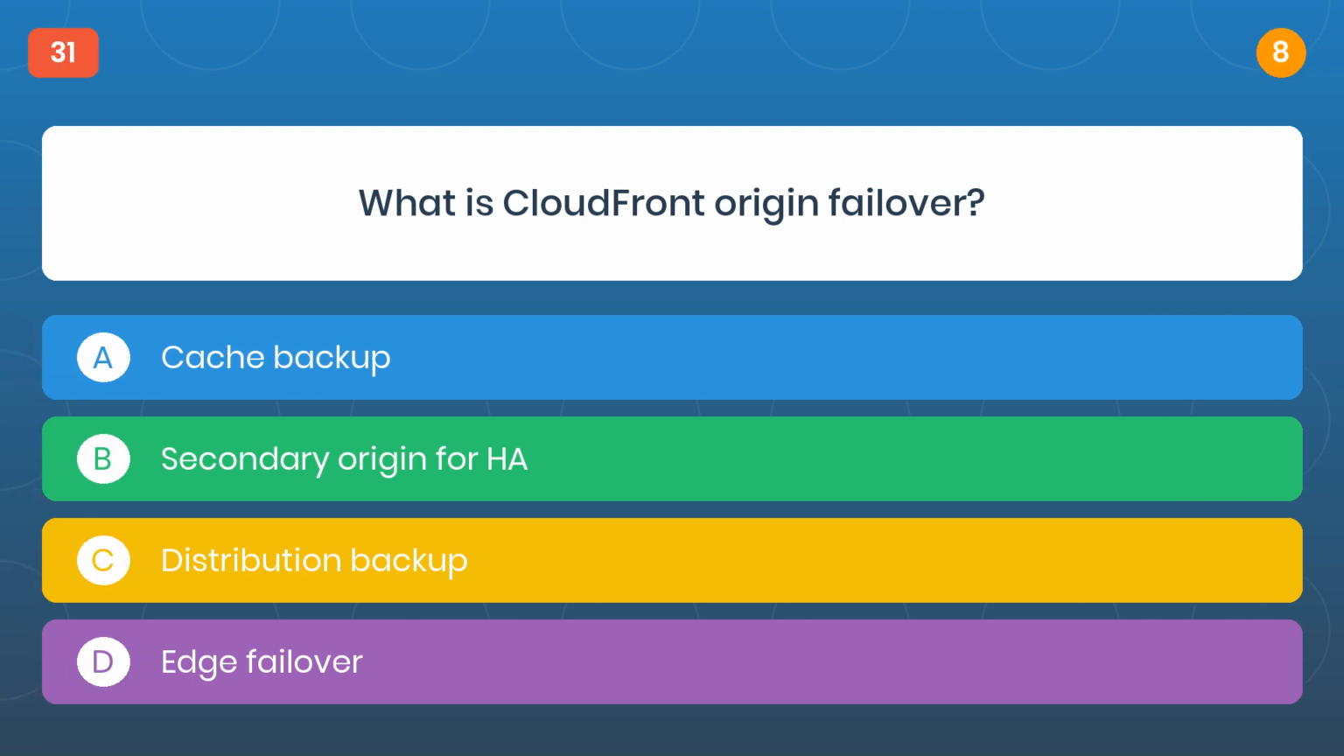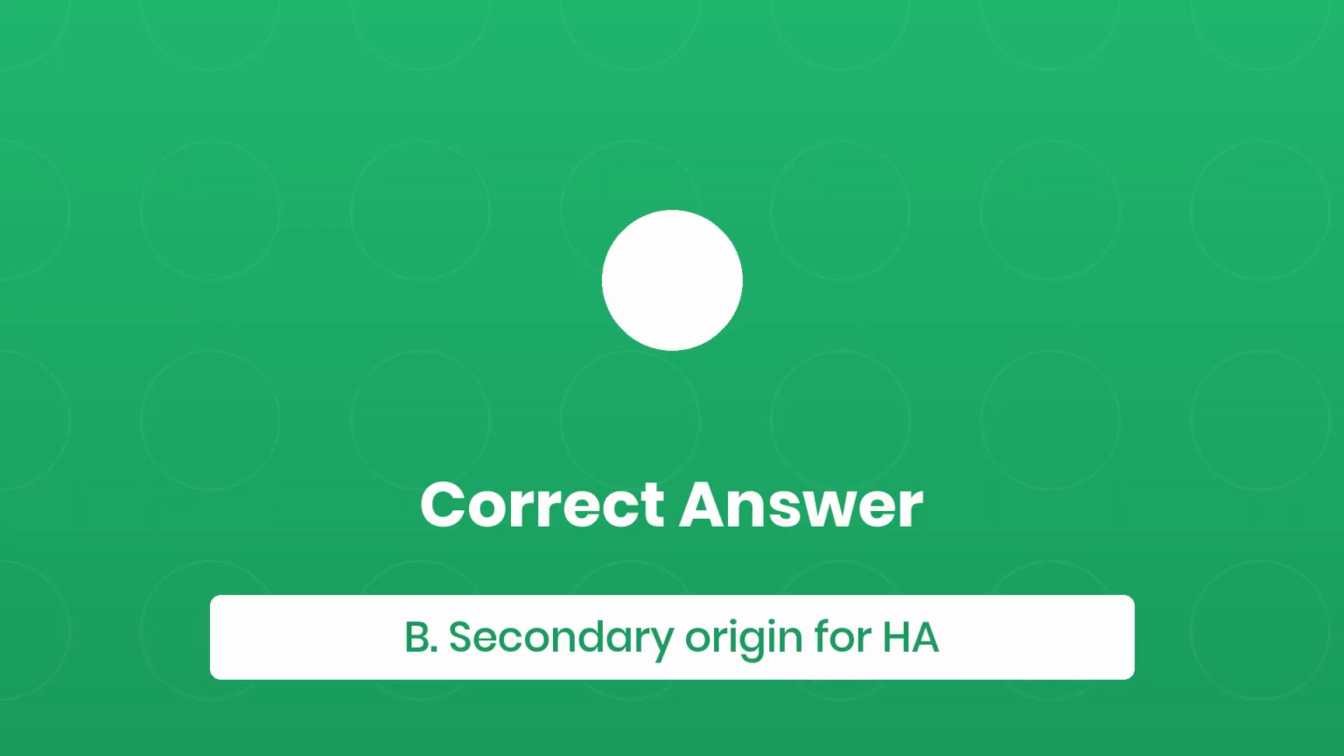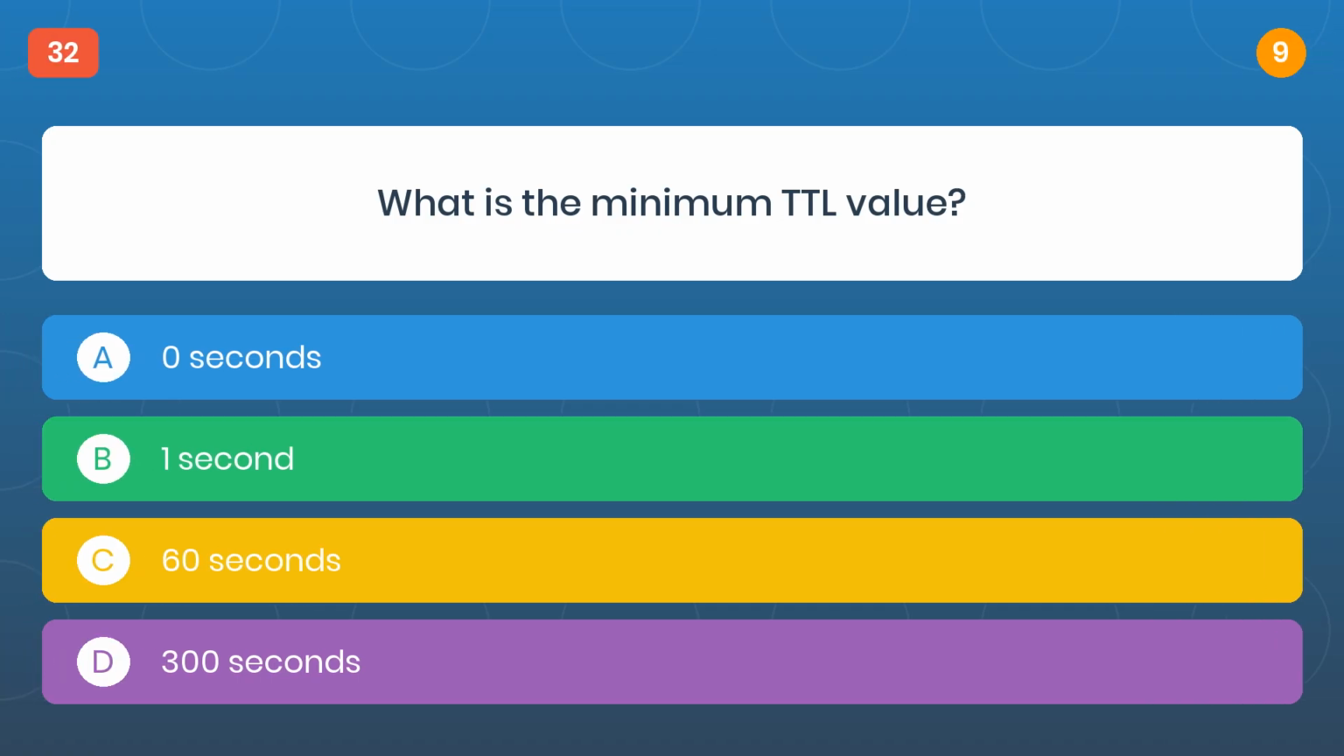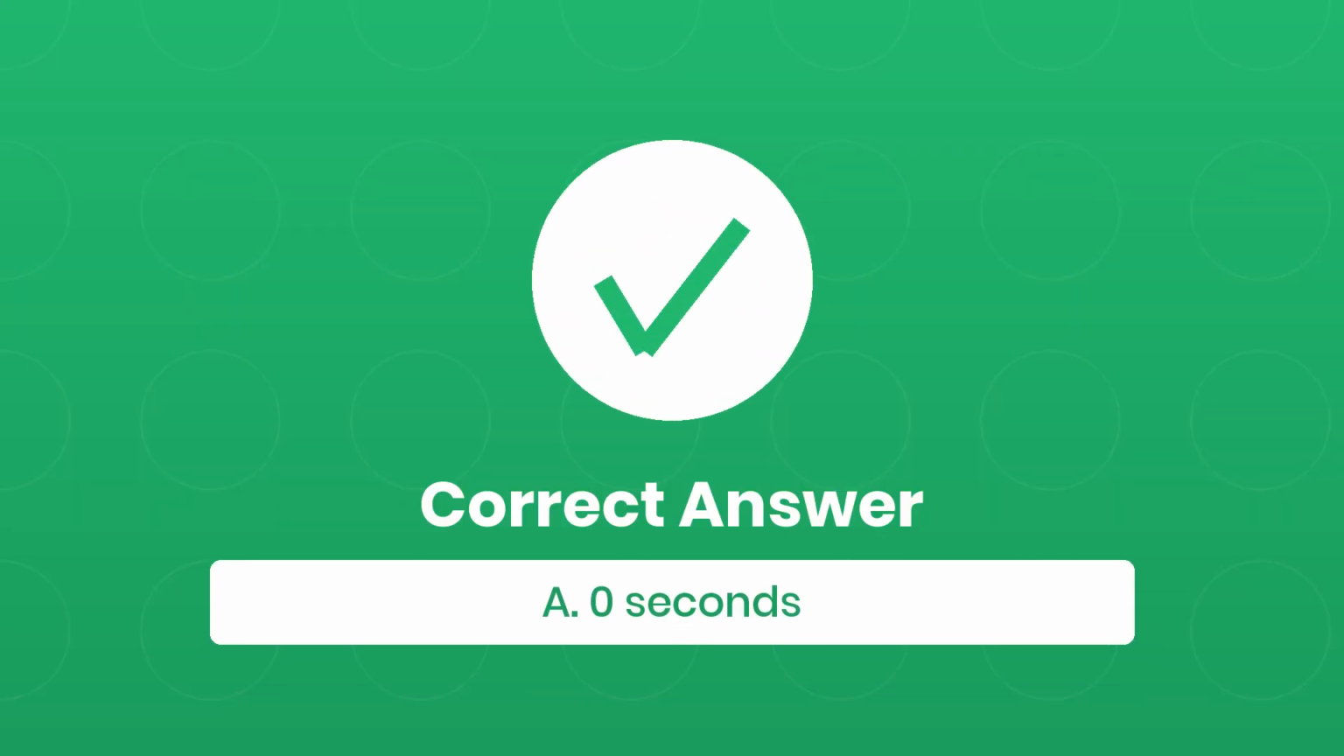Question 31. What is CloudFront origin failover? The correct answer is B, secondary origin for HA. Question 32. What is the minimum TTL value? The correct answer is A, 0 seconds.